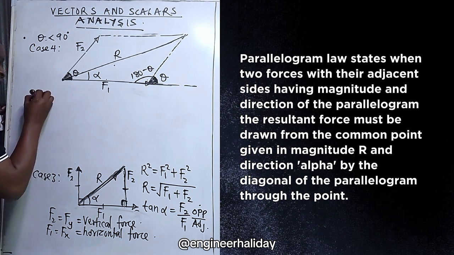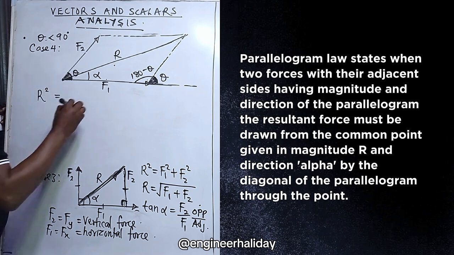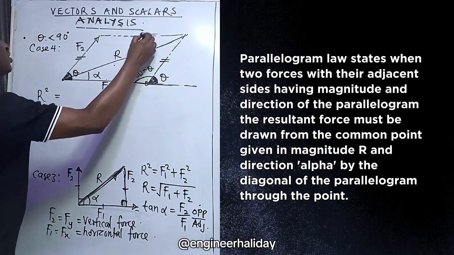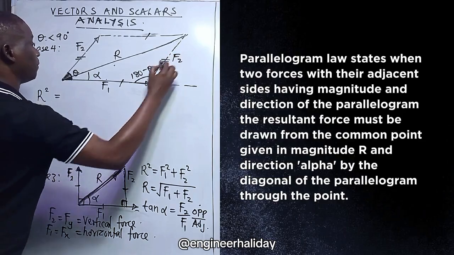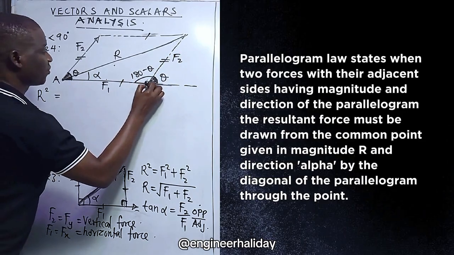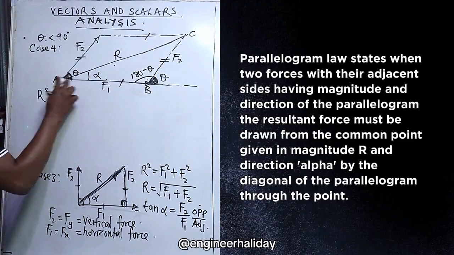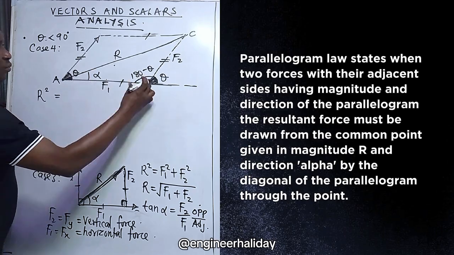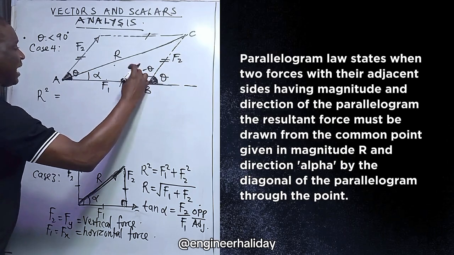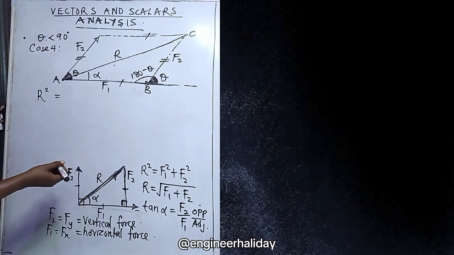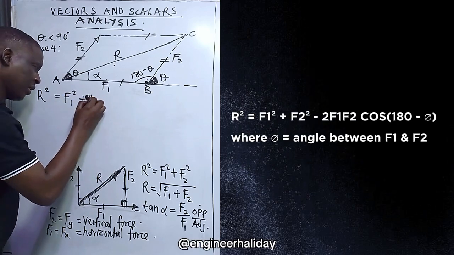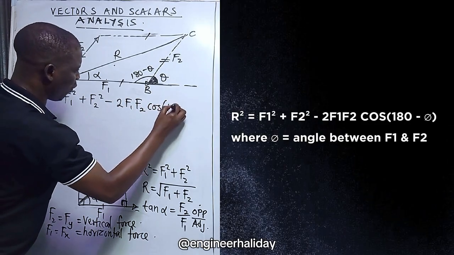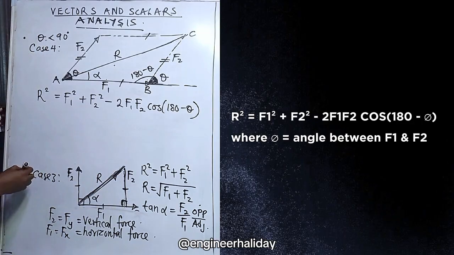Now, for us to find R using the parallelogram law, don't forget, in a parallelogram, opposite sides are equal. This is equal to this, so here is also F2. Let's consider A, B, and C. So ABC is a triangle, and we have two sides and one included angle. So we use the cosine rule, which is F1 square plus F2 square minus 2F1F2 cos 180 minus theta.